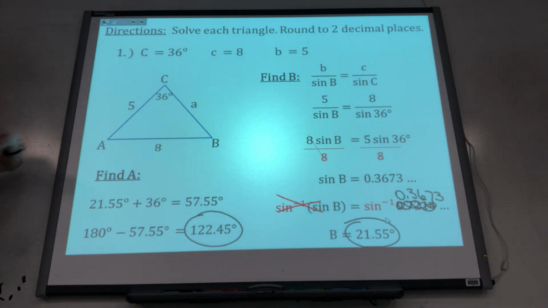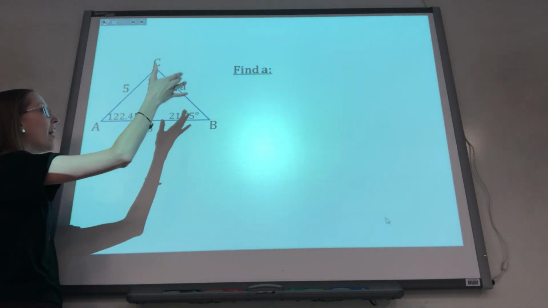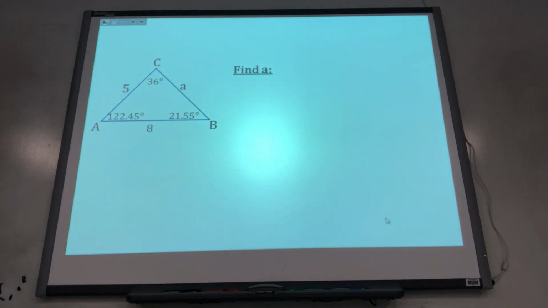I still need to find little a, and because these are not right triangles, you can't use the Pythagorean theorem. You're pretty well stuck with the law of sines anytime you have to find a side. Angles can sometimes be done differently, but with the side, you're looking at the law of sines.